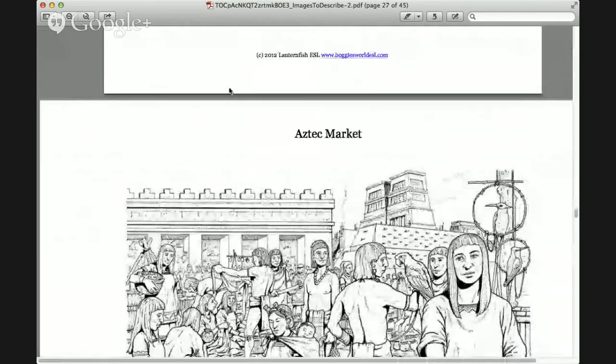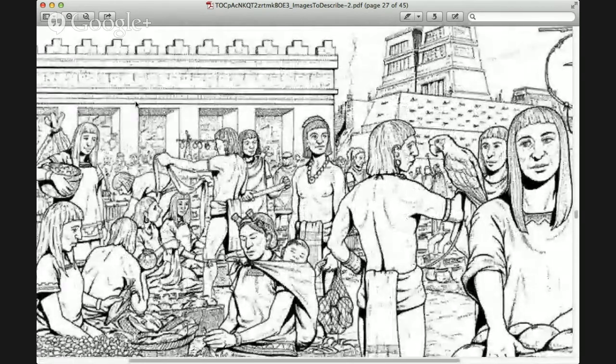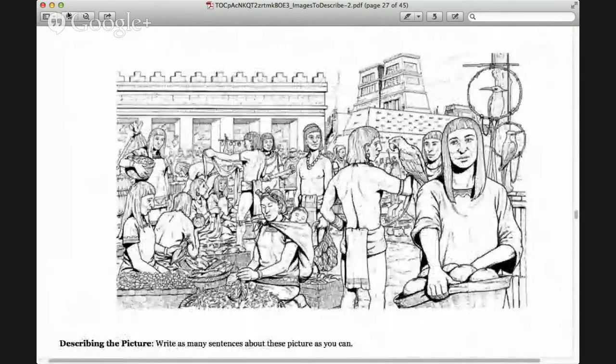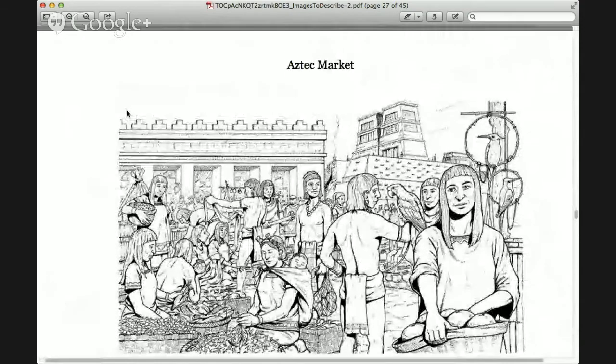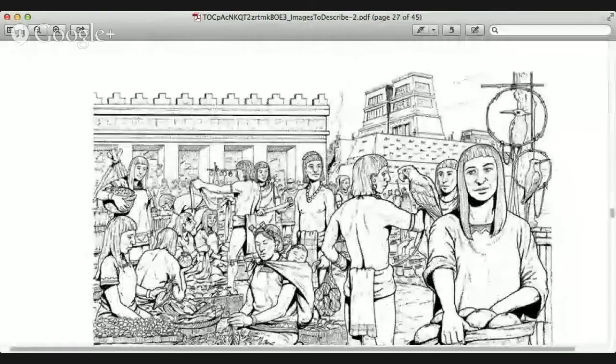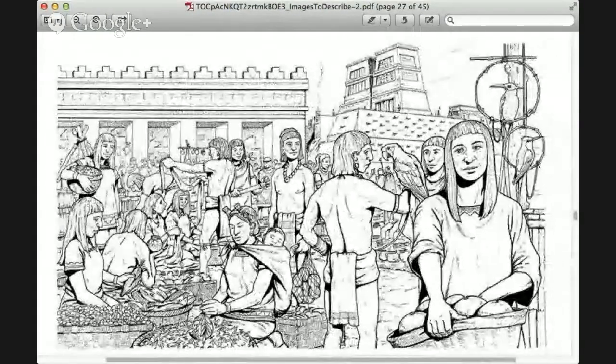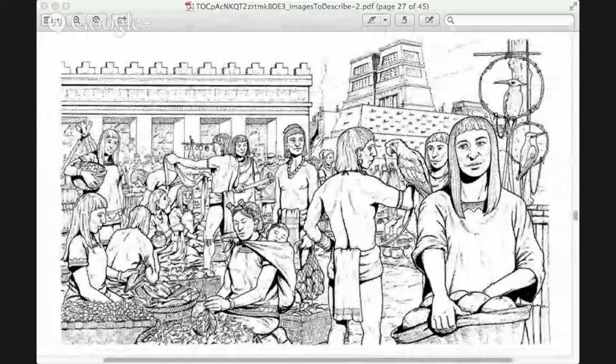So, it's called the Aztec Market. I guess that's the size it has to be. Let me try to make it bigger. Okay, there you go. So it's an Aztec Market. So, Joseph, what do you see here?